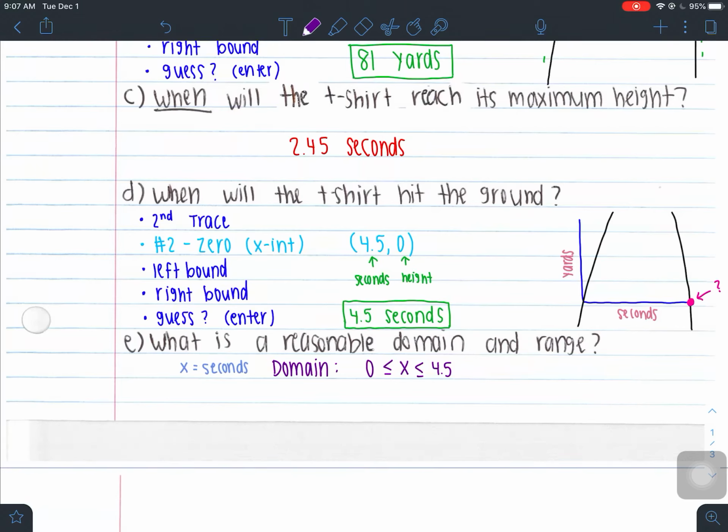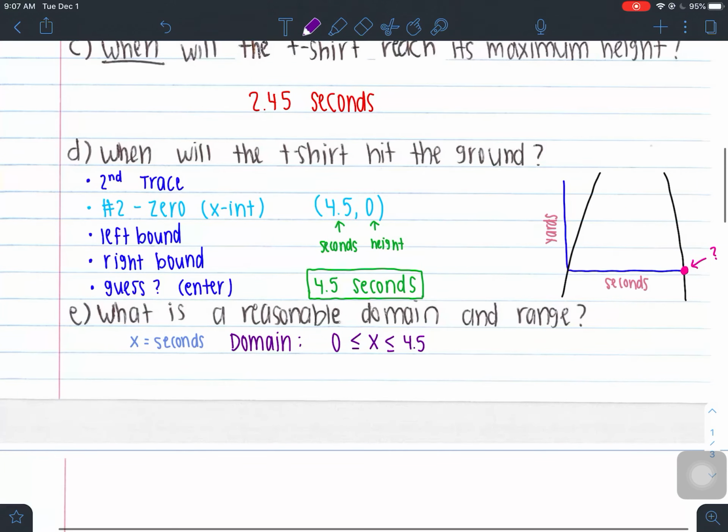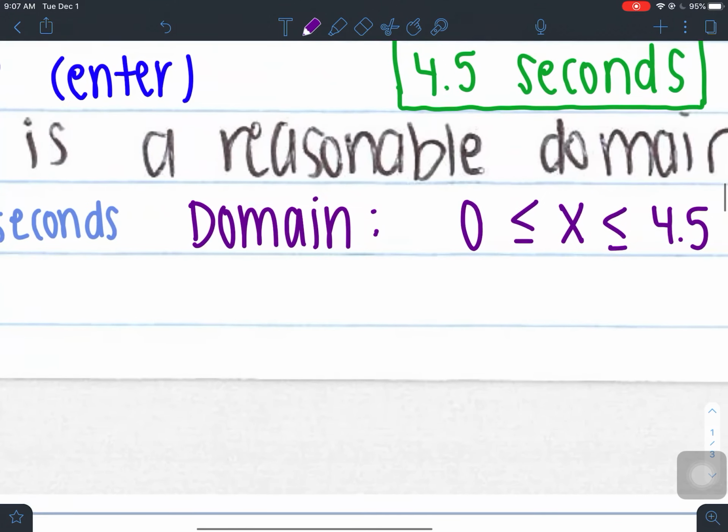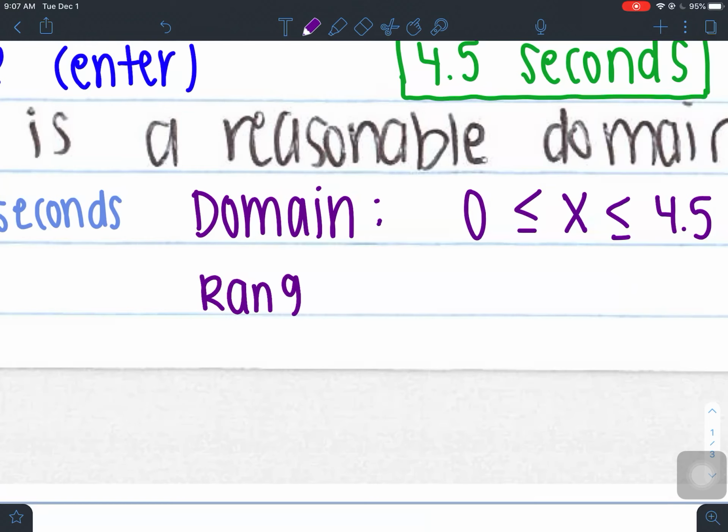It can be sometimes. All right, so for our domain here, again, 0 because it's the least amount of seconds your t-shirt can be in the air. And then after 4.5 seconds, it's now on the ground. So that's the maximum time that it's in the air, from 0 seconds to 4.5 seconds. Because remember, we calculated that. When will the t-shirt be on the ground? All right, so let's find our range next.